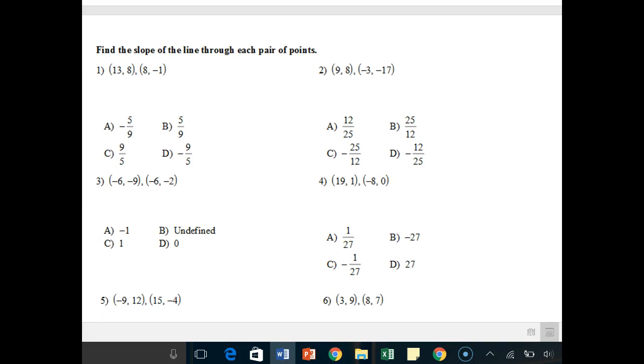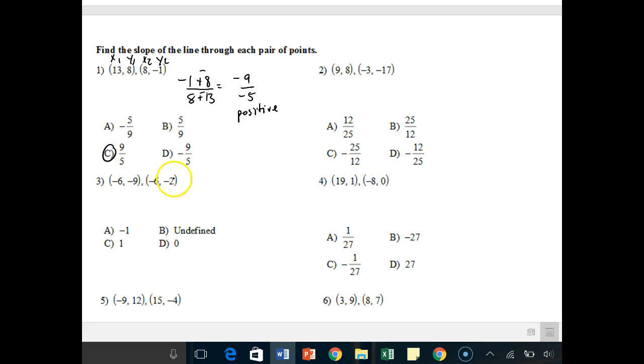On the back side, then, we just have some more slope problems, which we should be very familiar with by now. That's y2, negative 1 minus y1 over 8, and then 8 minus 13. Plus negative. We get negative 9 over negative 5, which is a positive 9 over 5. And so C is your answer.